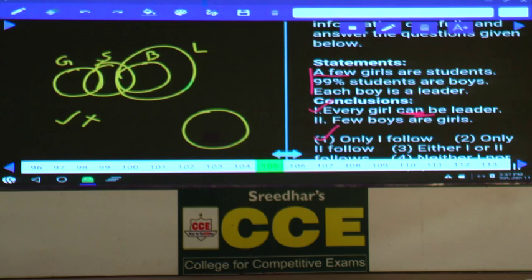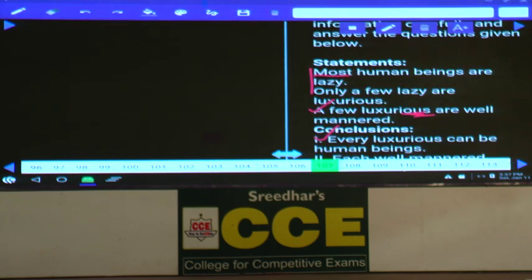107. Now question number 107. Now most human beings are lazy. Most stands for what? Some. Earlier we took 99% as some, isn't it? That means even 1% is not required, that is some only. And most human beings are lazy. Human beings are lazy.